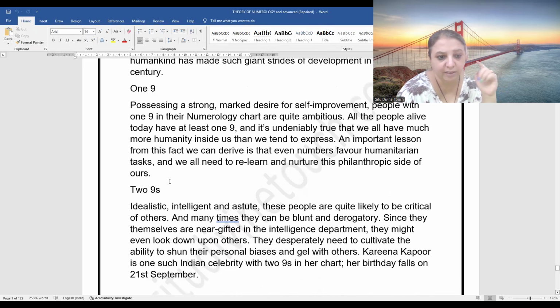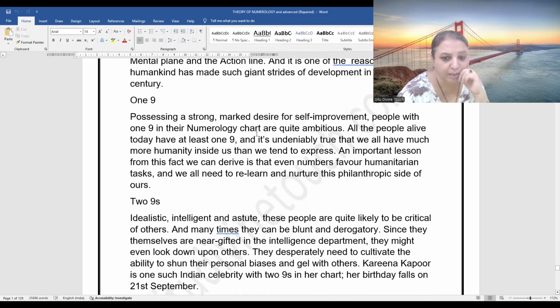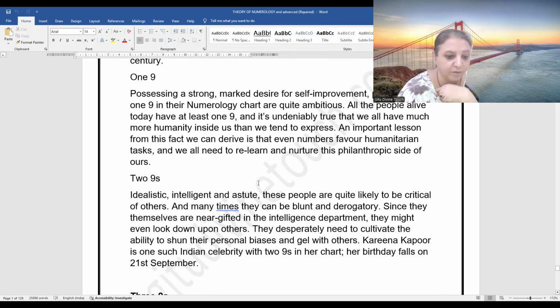If one 9 is there, possessing a strong marked desire for self improvement, people with one 9 in their numerology chart are quite ambitious. All people alive today have at least one 9. And it's undeniably true that we all have much more humanity inside us than we tend to express. An important lesson we can derive from this fact is that even numbers favor humanitarian tasks, and we all need to relearn and nurture this philanthropic side of us.